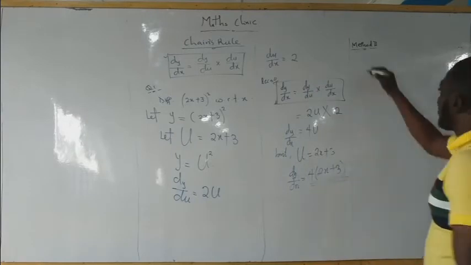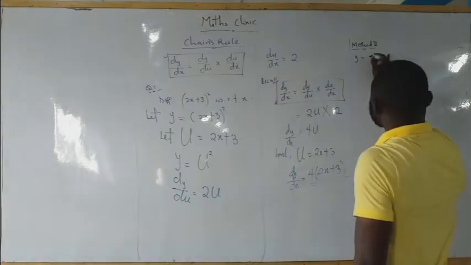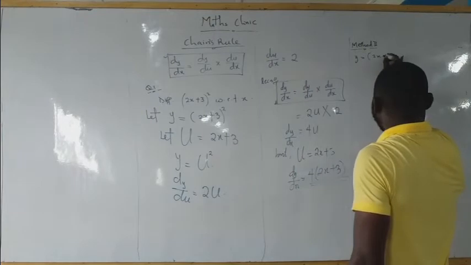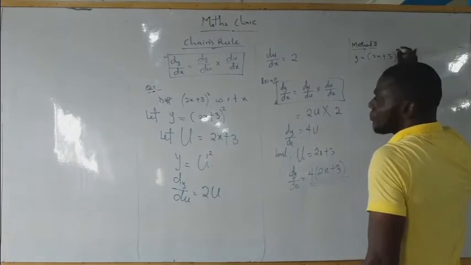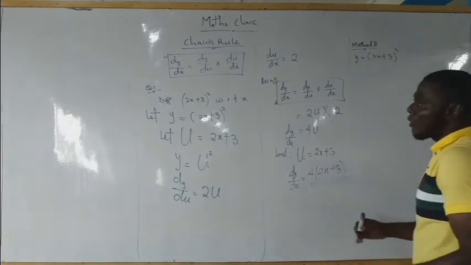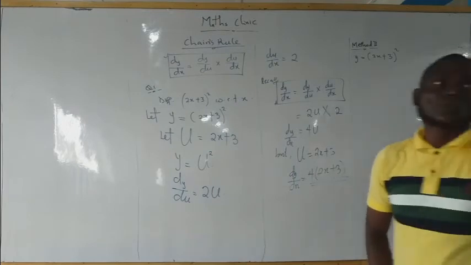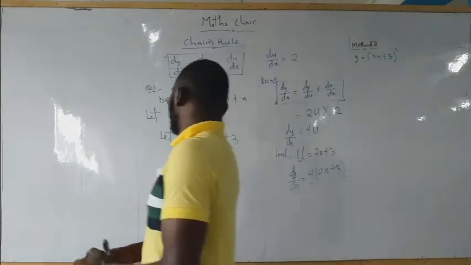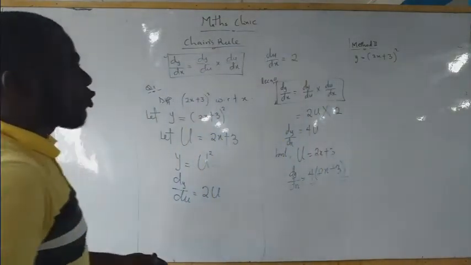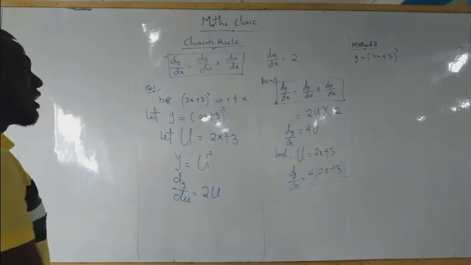Method 2. We have y equals (2x + 3) all raised to the power of 2, and we want to find dy/dx. That is, we want to differentiate y with respect to x. To solve this is very, very simple.